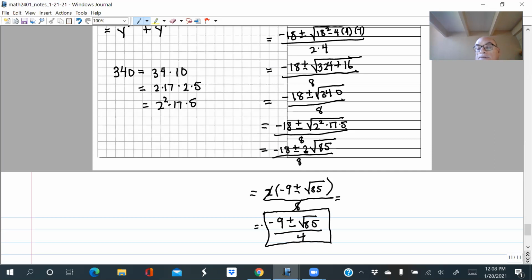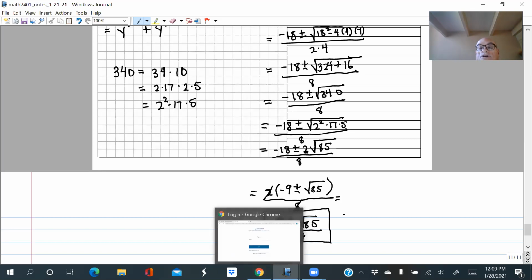And now, since you've simplified it completely by hand, if you want to, you can use your calculator to get a decimal estimate for the square root of 85. And then you can get a decimal estimate for what these two solutions are. Because it's really hard to know what minus 9 plus the square root of 85 over 4 is approximately, or what minus 9 minus the square root of 85 over 4 is approximately. But with a calculator, you can get a decimal approximation for these two solutions that give you an idea of the size of these two solutions.